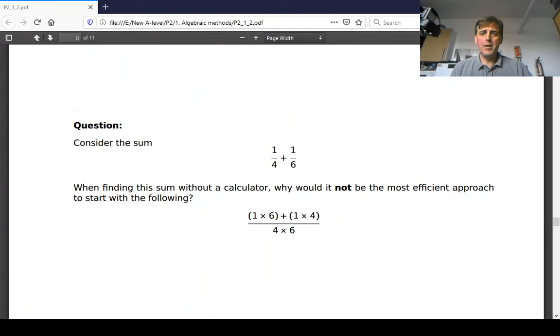Okay, so these can get a little bit complicated, but as long as you keep things in a factorized form, then things should work out for you.